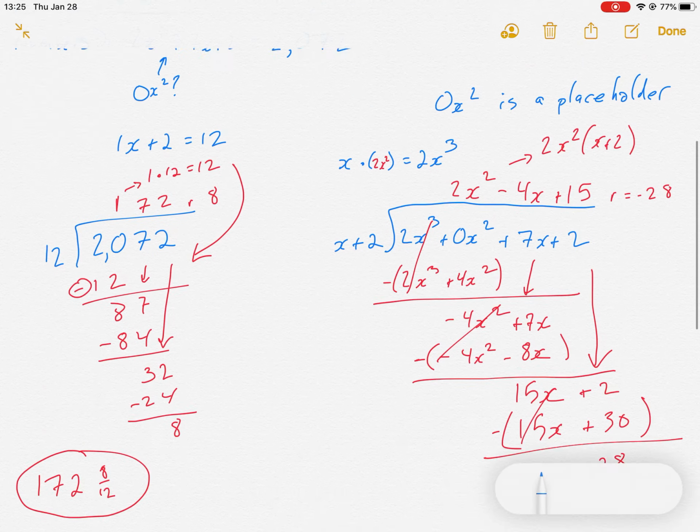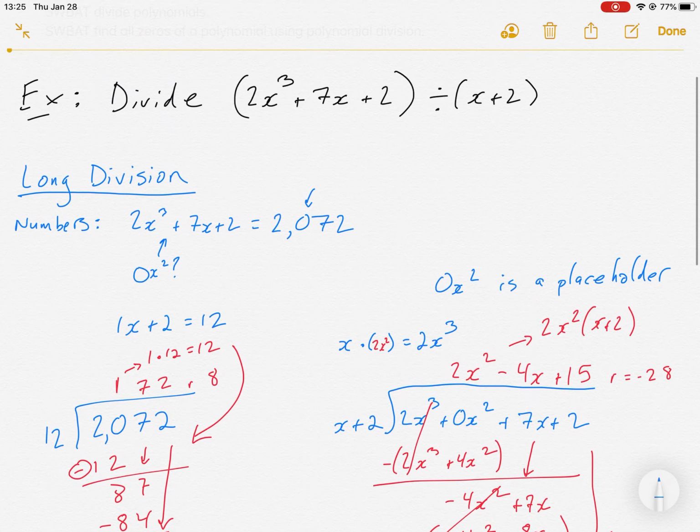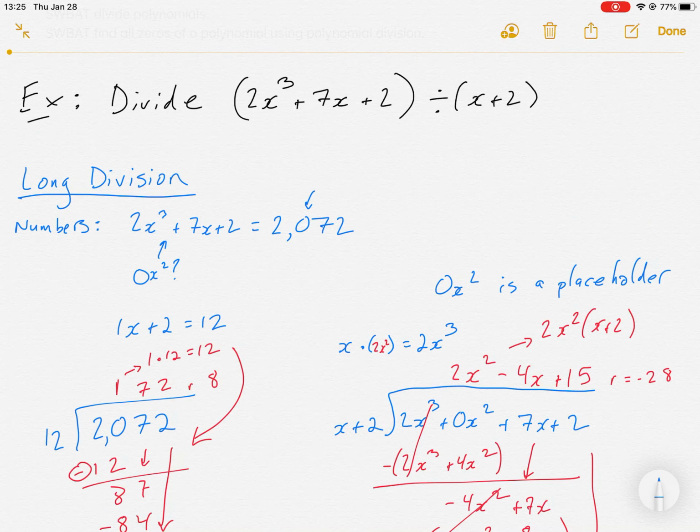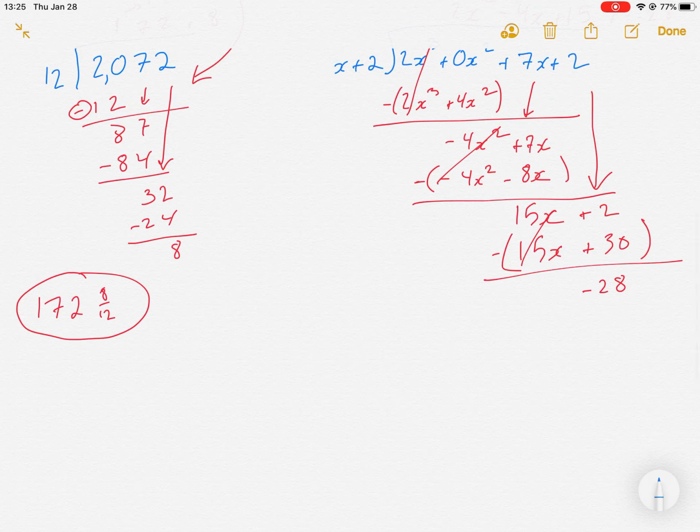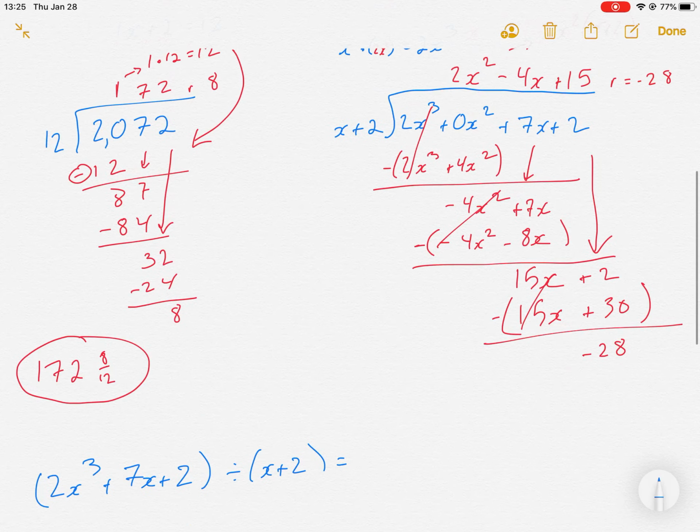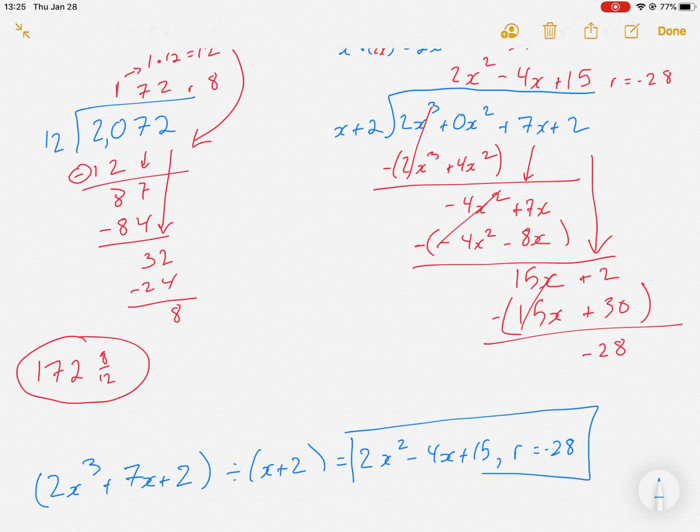So let's just recap what we did. We divided 2x cubed plus 7x plus 2 by x plus 2. So we did 2x cubed plus 7x plus 2 divided by x plus 2. And we ended up with 2x squared minus 4x plus 15, and we had a remainder of negative 28. This is not how I want you to write your final answer, but for now this will do for this problem, just to illustrate how polynomial division works and hopefully remind you of that process.